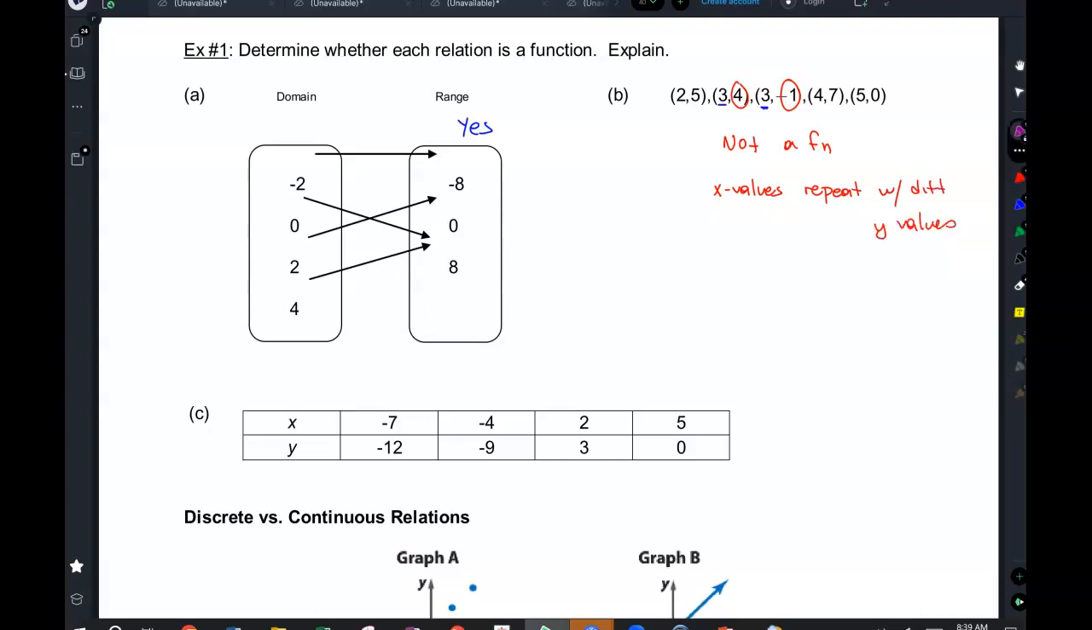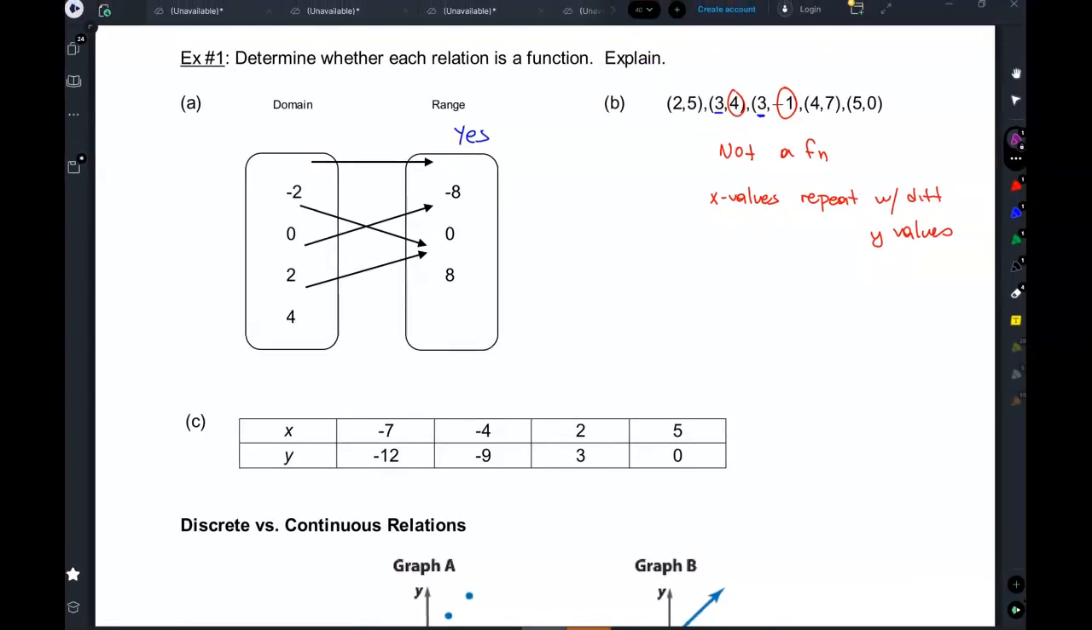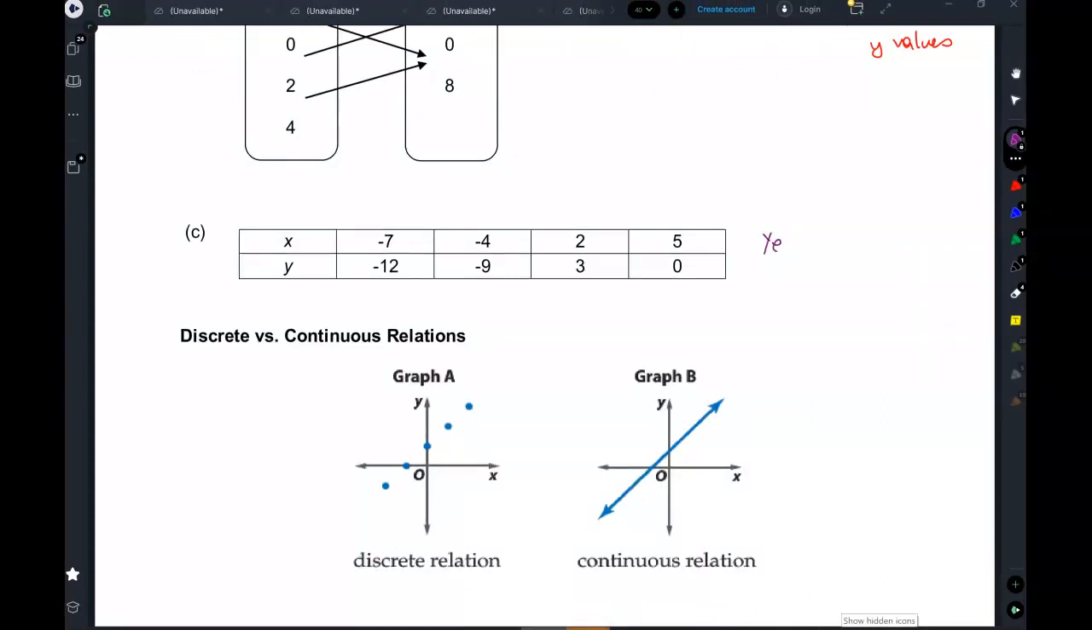Okay, take a look at this next one. Is this a function? Do any of the x values repeat? No. No, so it is a function. Okay?